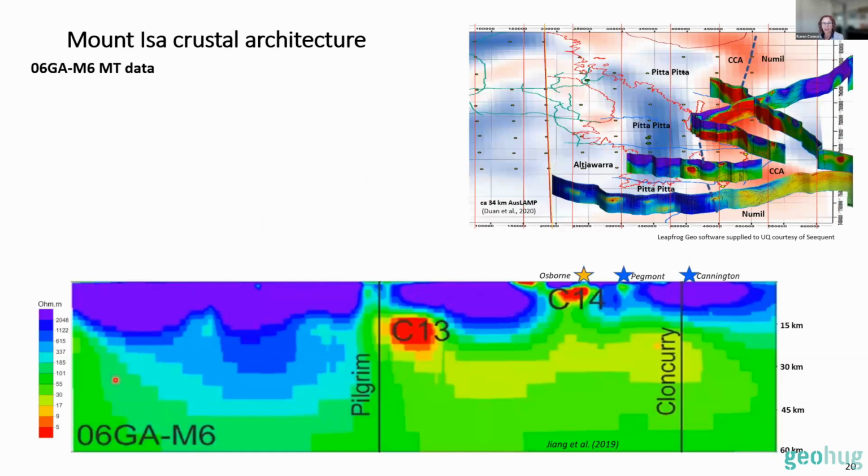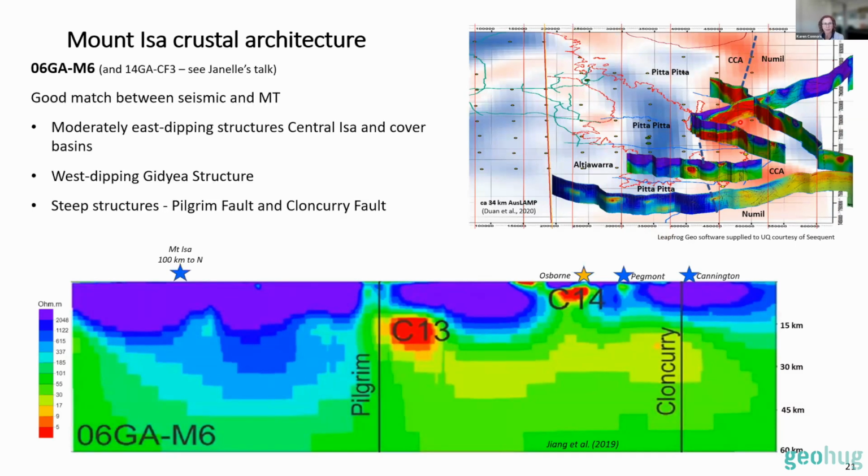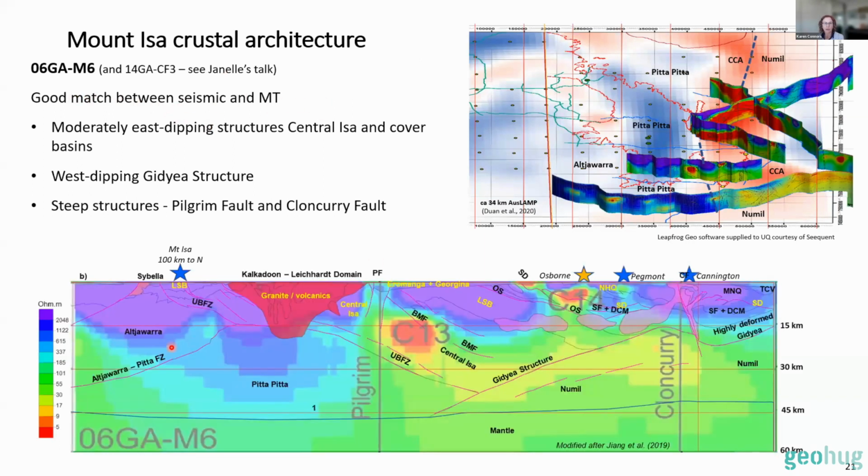Now the MT data, so this is from Jiang et al., 2019, gives us some insights. This is the M6 line sitting in here with the 3D image of the other MT lines. But the key feature is that we've got such a good match. You put the seismic main boundaries on top of that, and you just get a much better picture of what's going on in the crust.